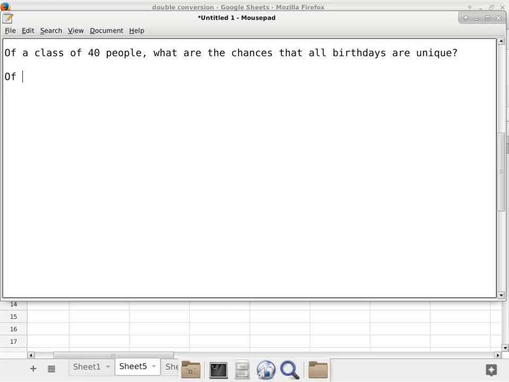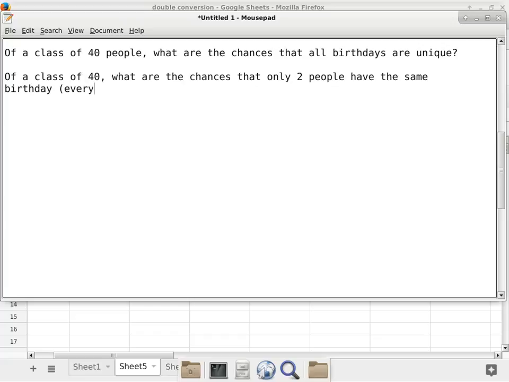So now the question is, out of a class of 40, what are the chances that only 2 people have the same birthday? So implying that everybody else has unique birthdays. There we go. This is something that we can also solve using permutations and also using the power function. So what do you think?